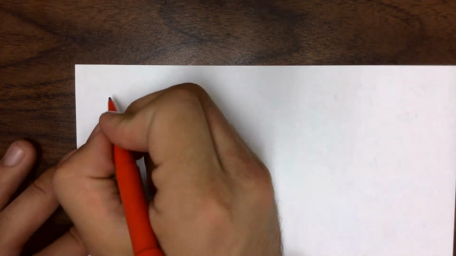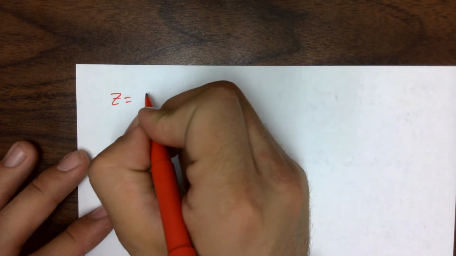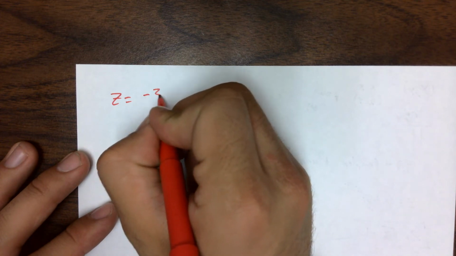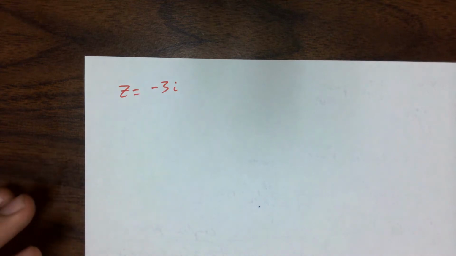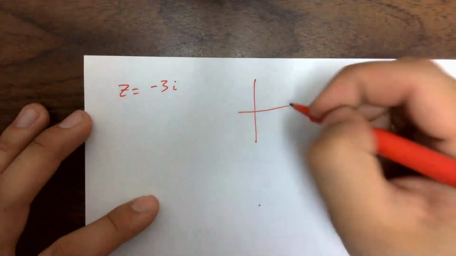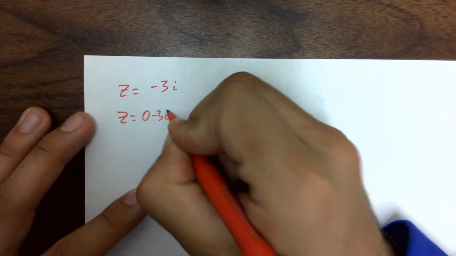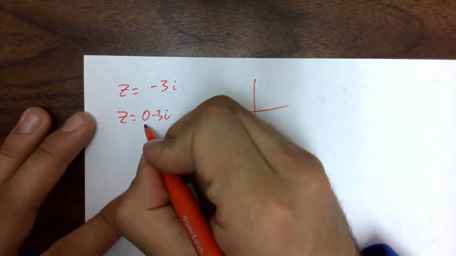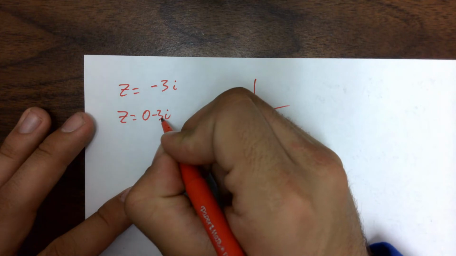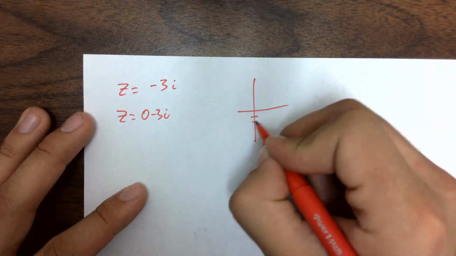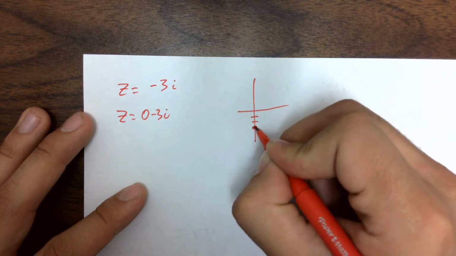Let's look at the complex number z equals negative 3i. So again, I'm going to draw it. This is like saying z equals 0 minus 3i. So I am 0 in the real direction, down 3 in the imaginary. I'm down here at this point.